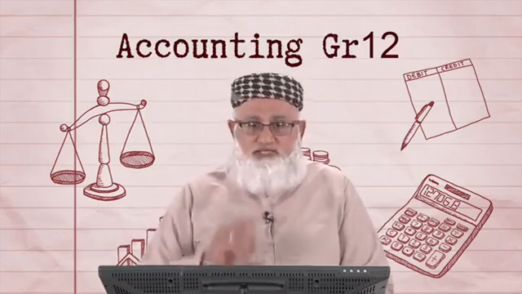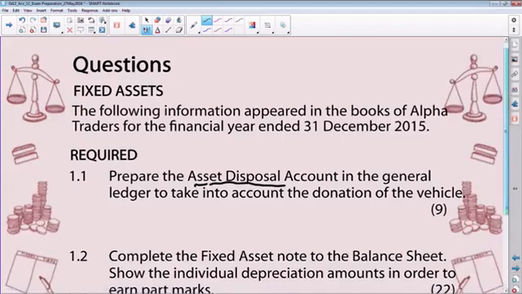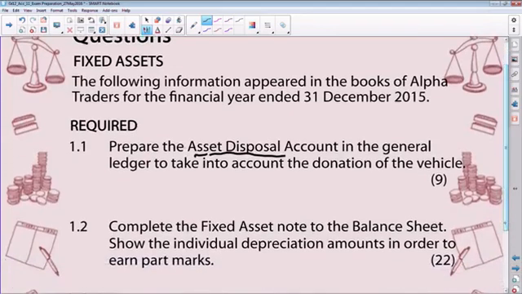Okay, today's specific question says, prepare the asset disposal account in the general ledger, taking into account the donation of a vehicle. It says you also have to prepare the fixed asset note to the balance sheet, and it also expects you to show calculations for your depreciation. And why do we do that? In order to earn part marks. Okay, let's look at our information.